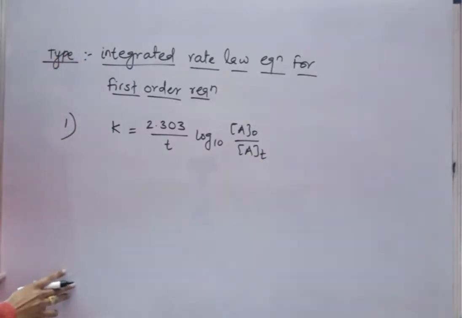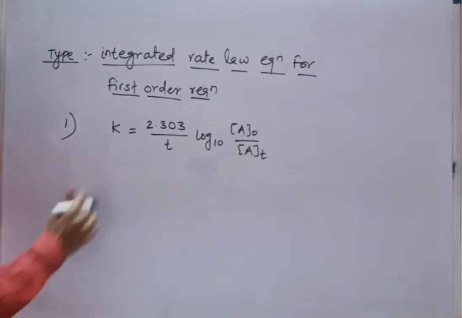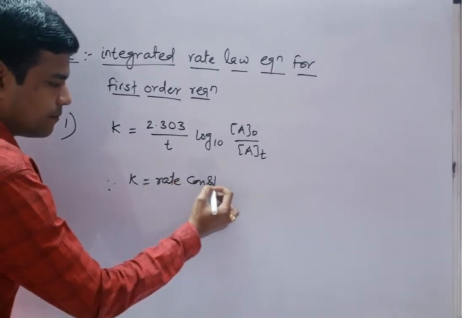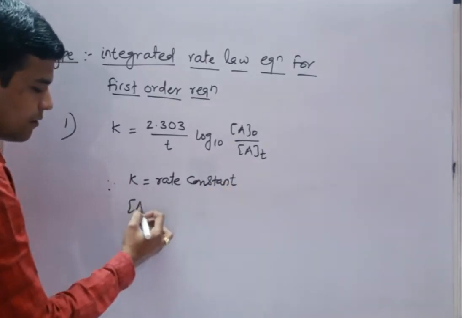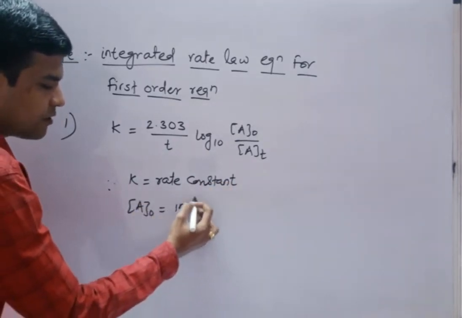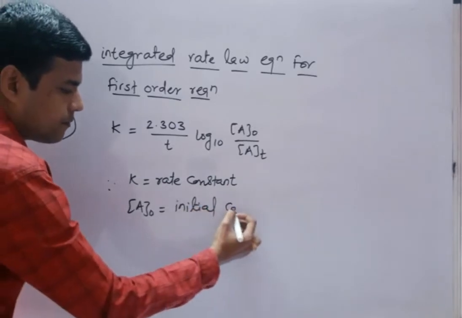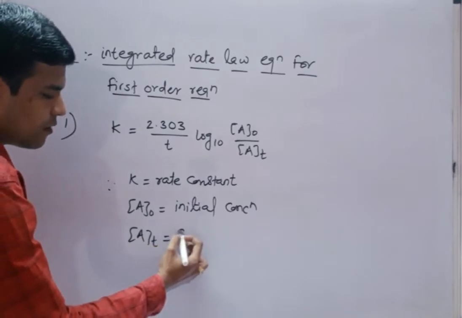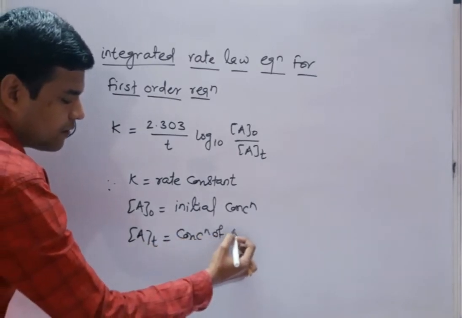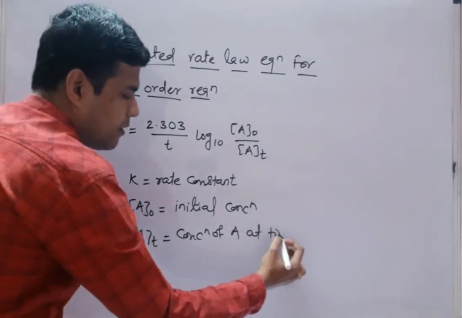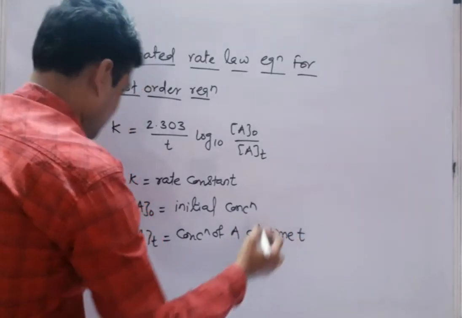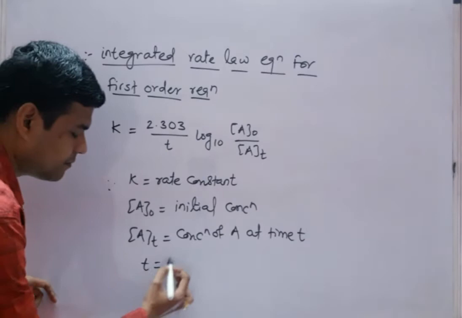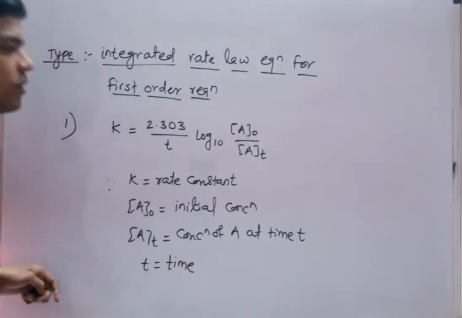Okay, so this is the formula. Now you should know where K is the rate constant, A naught or A0 is the initial concentration, At is the concentration of A at time t, and t is time. Okay, all quantities you must know here.